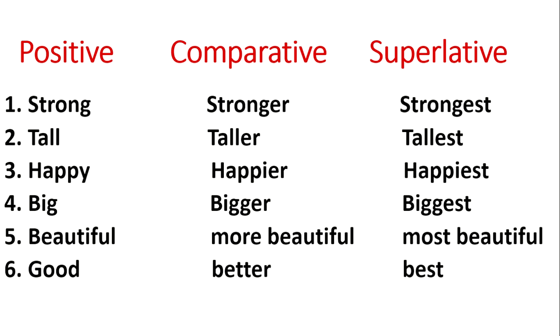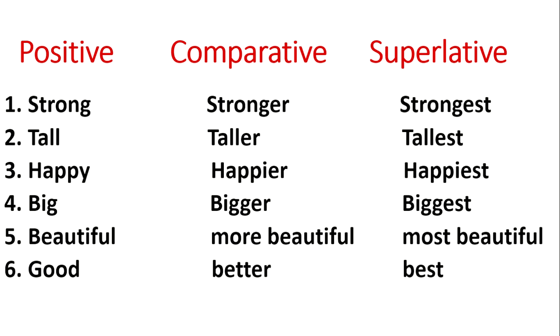So in this, how many syllables do we have? I think we have more than 2 syllables. So if a word has more than 2 syllables, we have to use more and most in that. Beautiful, more beautiful, most beautiful. This is how you have to use it. If the word has more than 2 syllables in it, you have to add more and most in it. Beautiful, more beautiful, most beautiful.